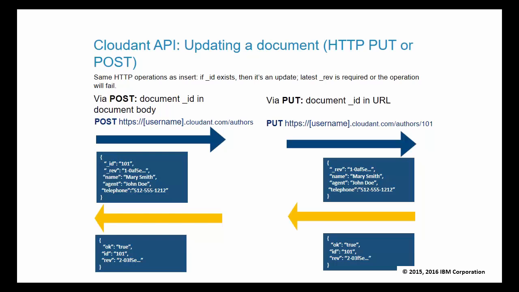And like with create, you can do an update via put. Again, the key difference here is that the ID is in the URL. And as you can see here, I also have the rev field in the body of the document in order for the update to process successfully. And when I issue this command, I get back a response with an incremented revision number indicating that the document has been updated.